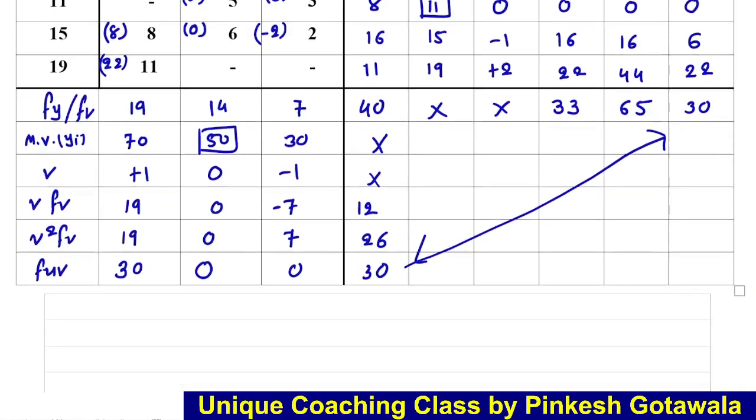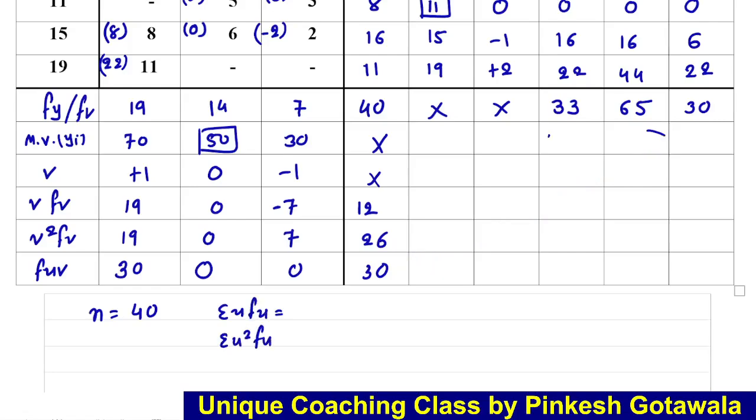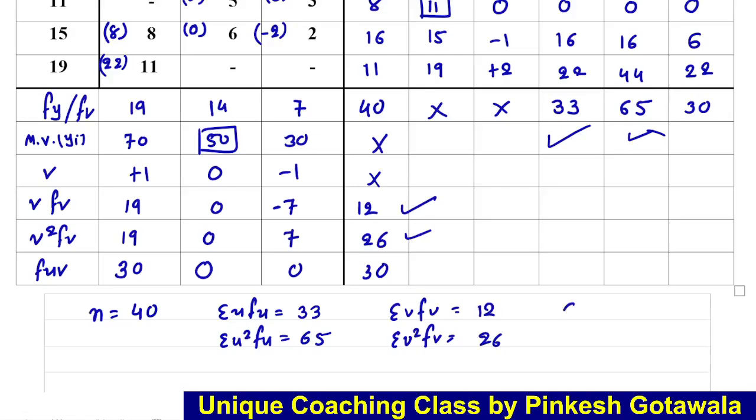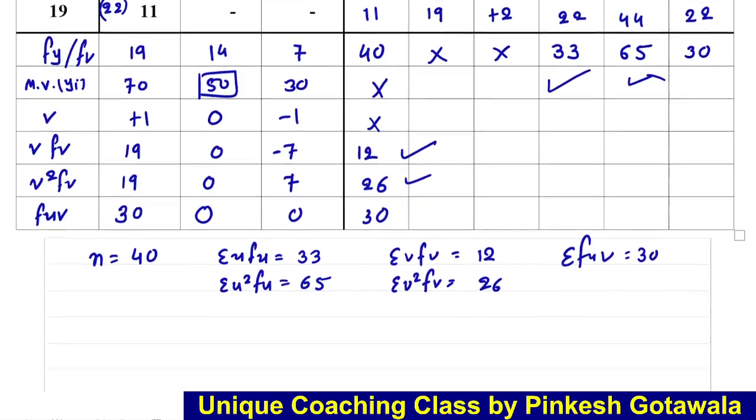Now let's apply the formula, but before applying it we have to write everything: the values of UFU, VFV, U square FU and V square FV. N is 40, then sigma UFU and sigma U square FU, that is 33 and 65. Then VFV and V square FV, that is 12 and 26, and last sigma FUV, that is 30. Now just apply the formula and you will get the answer.